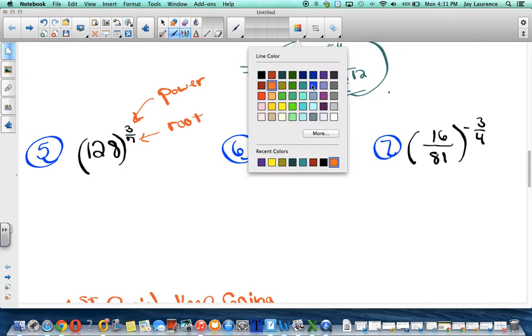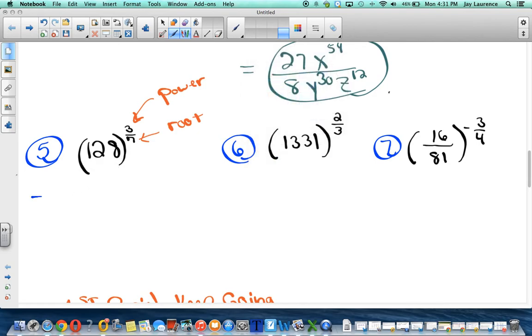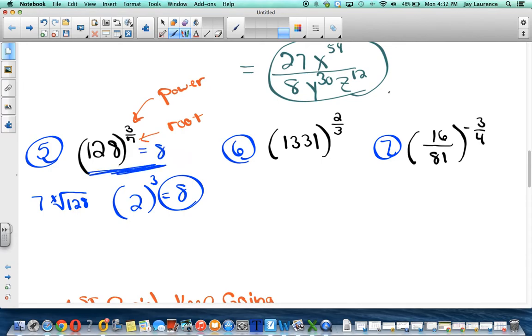Okay, so let's see here. The 7th root of 128. If you're going to do that on a calculator, you need a 7. You're going to need the key that looks like this, and then a 128. That means the 7th root of 128. I believe that's 2. So now I have 2 to the third power, which is 8, and there you go. This equals 8. If you're not sure how to do that on a calculator to check your answer, let me know.